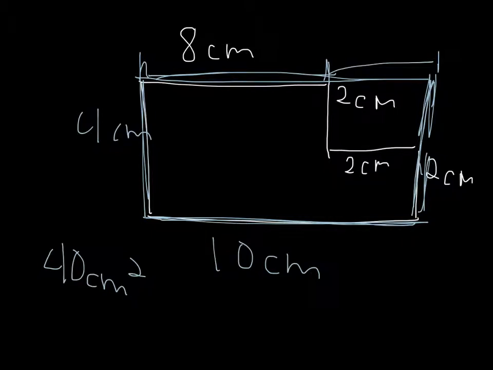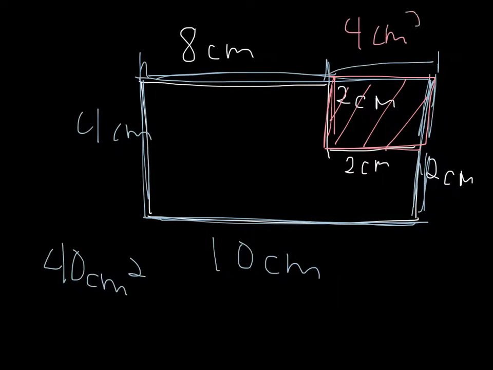And so this part that I'm putting in pink here, this is actually not what we're finding the area of. So what we'll do is we'll actually find the area of this square, and we recognize that it's 2 by 2, and so it is 4 square centimeters. If I had 40 squares and I remove 4 of those squares, then the remaining part is 36 square centimeters.